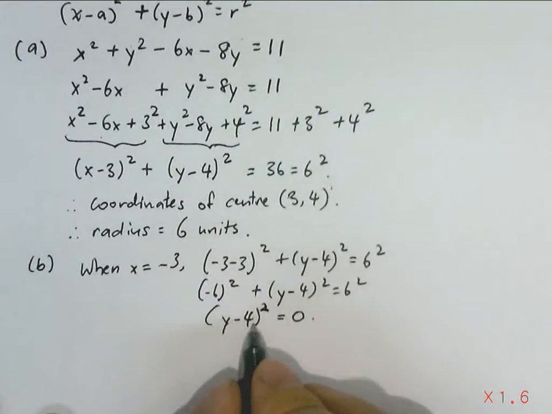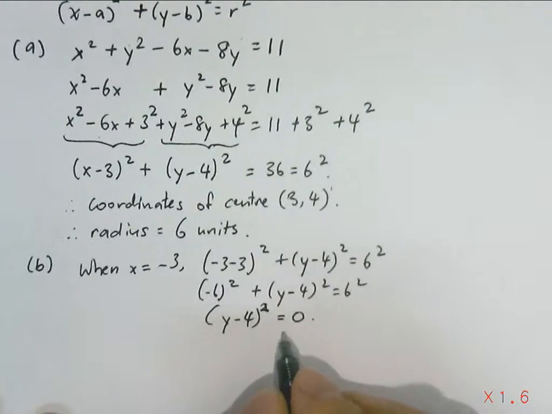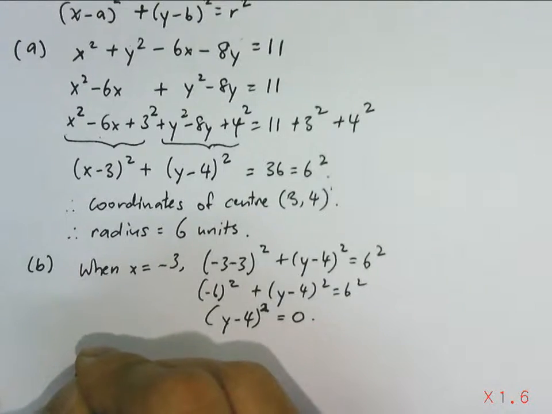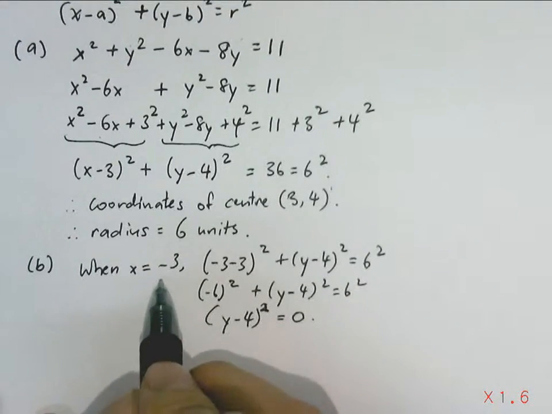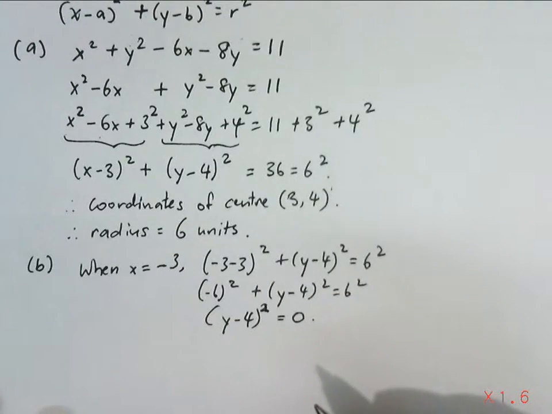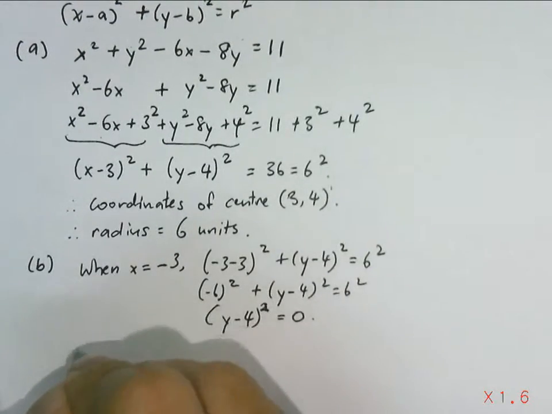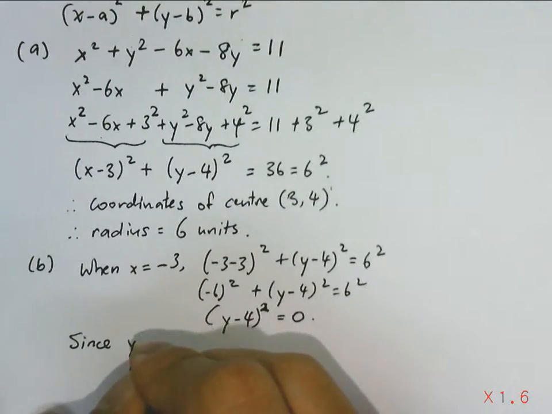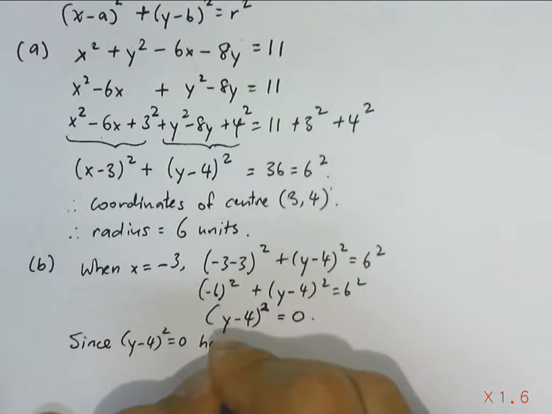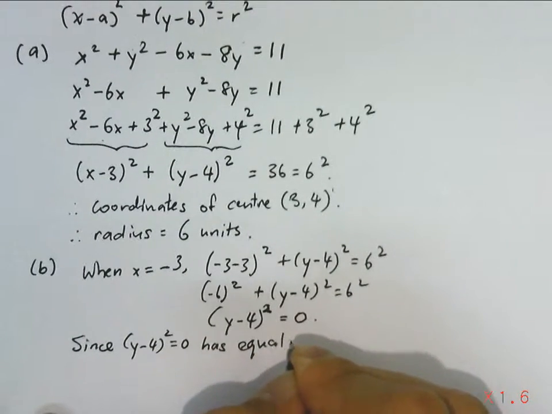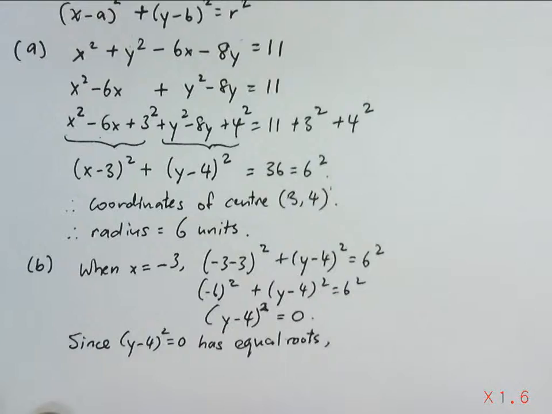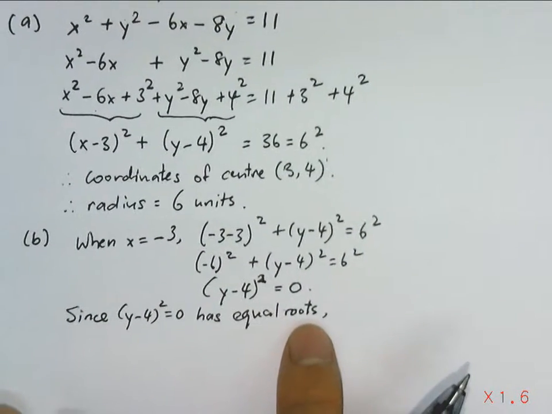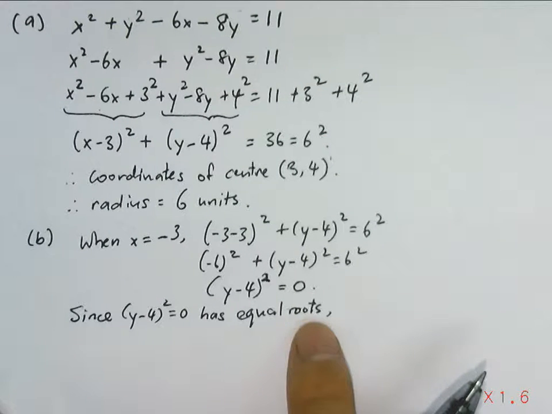Now notice that if you solve this equation, both roots of y give you the same value. So it means that x equals minus 3, this line, is actually a tangent. Therefore it touches the circle. Since this equation has equal roots, equal roots implies that the discriminant equals 0.